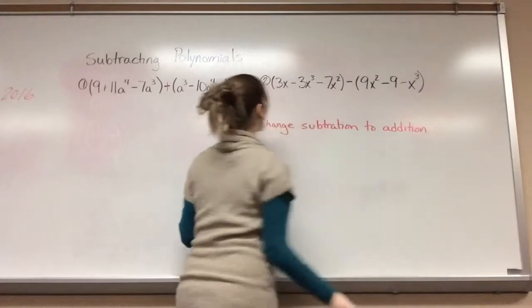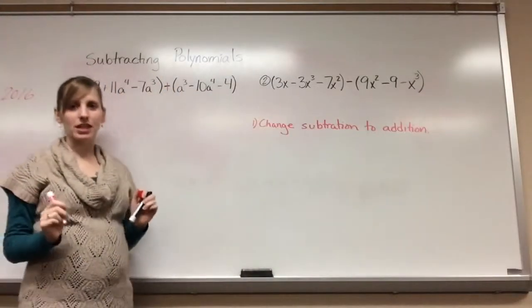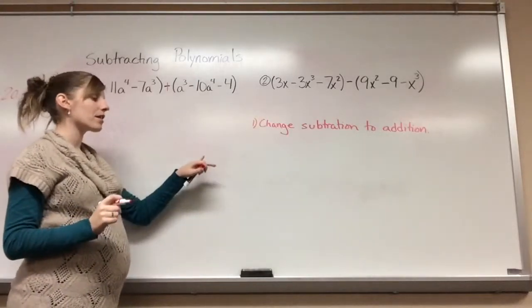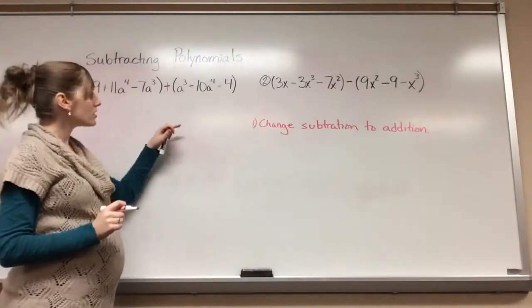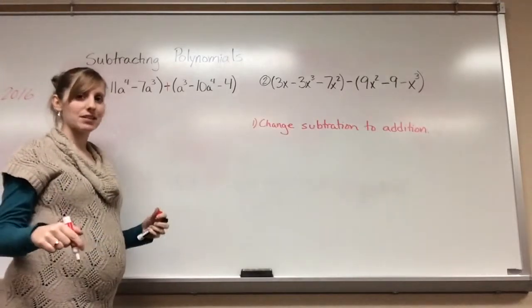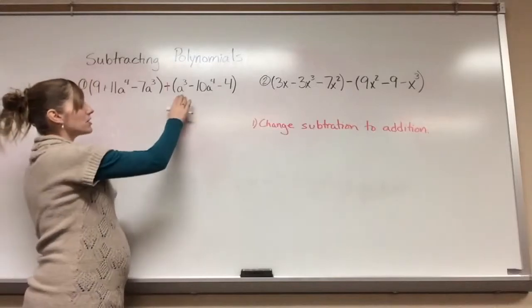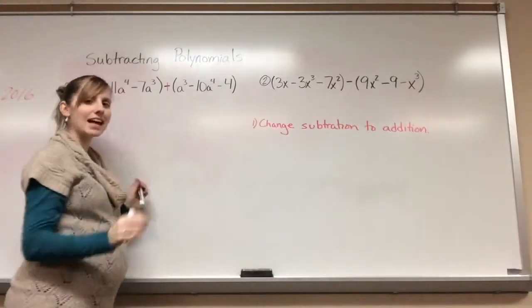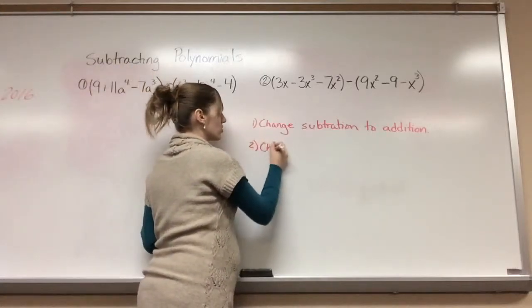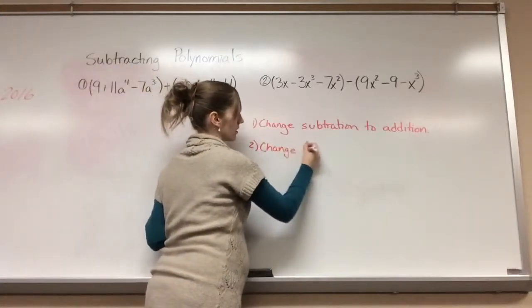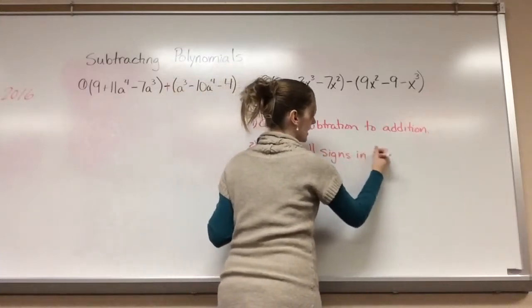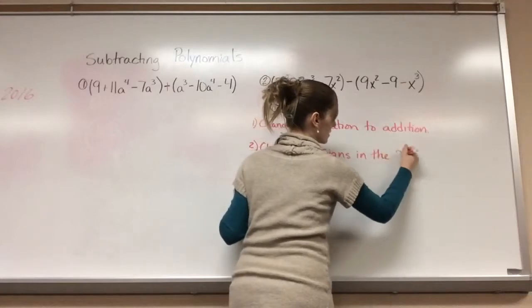But you can't just say, oh, well, you know what, I like addition better, I'm just going to change that to addition and then do the problem, okay? Just like we did for the integers, we also have to change what's after the subtraction sign to the opposite. Now, when you do that, you must change everything in the second set of parentheses. So that's going to be step 2. Change all signs in the second set of parentheses.